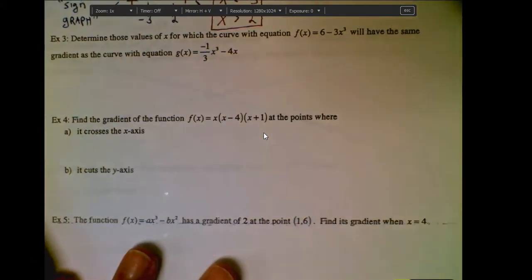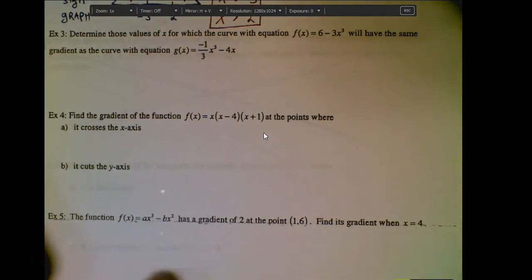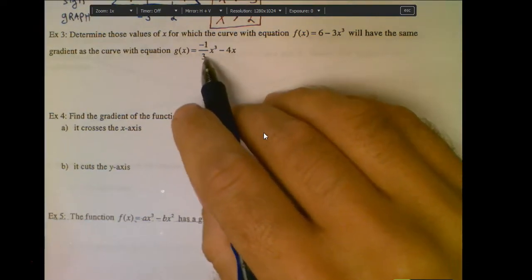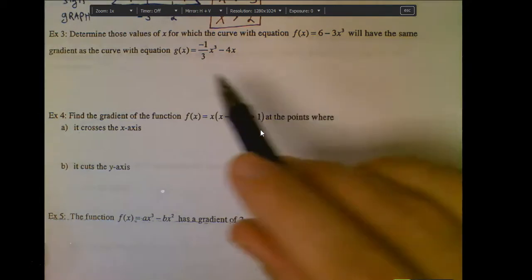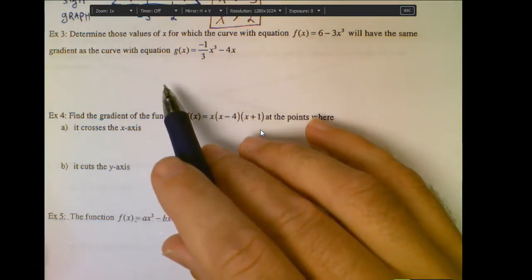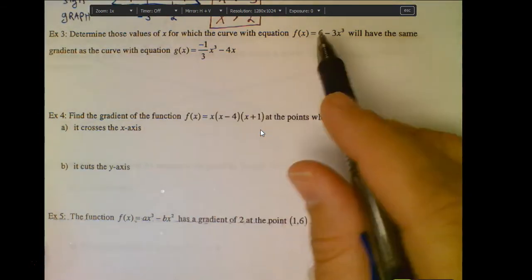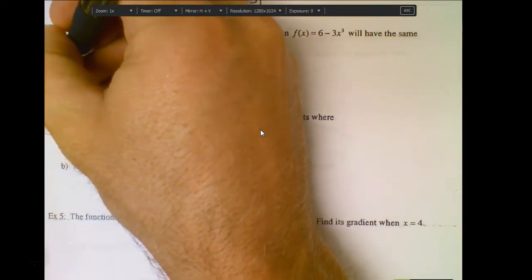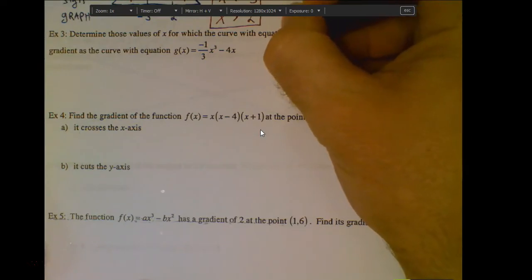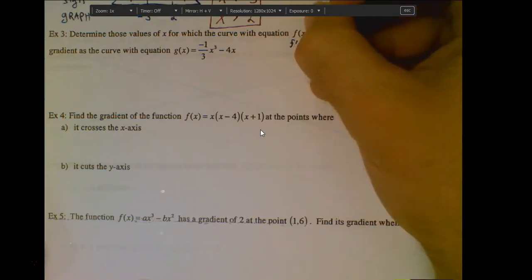Example 3, determine the values for x for which that function will have the same gradient as where g of x has this function right here. So if I look at those two functions, where would they have the same gradient? Well, that's where their derivatives would be equal. So if I take the f prime of x function, I'll do it right here, kind of keep it isolated.